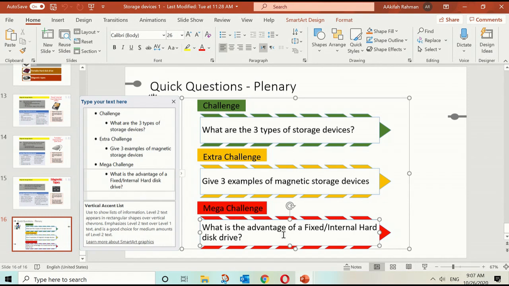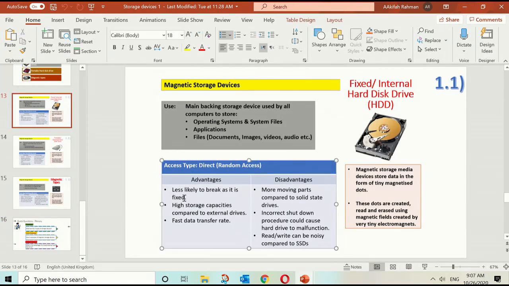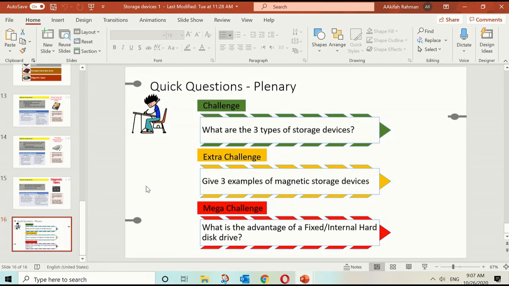The mega challenge question for today is to find out what is the advantage of a fixed or internal hard disk drive. We remember that the advantage is that it is fixed, so it is less likely to break. It has a high storage capacity compared to external drives, and it has a very fast data transfer rate as well.